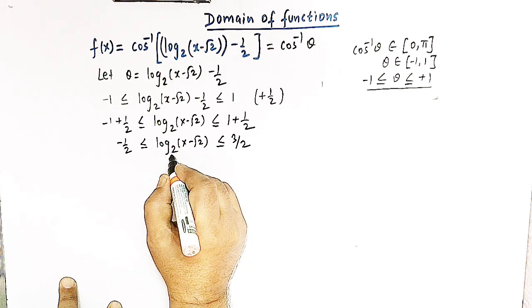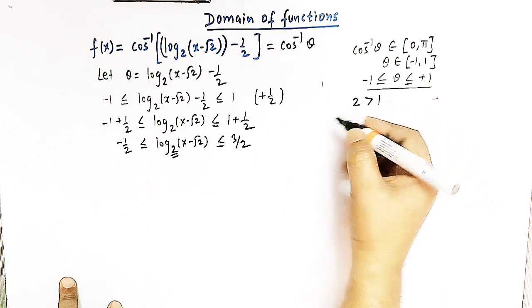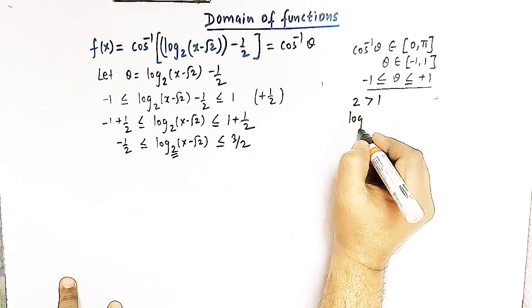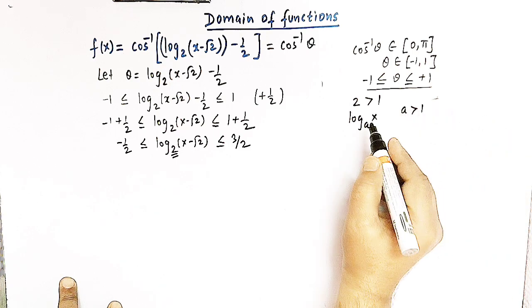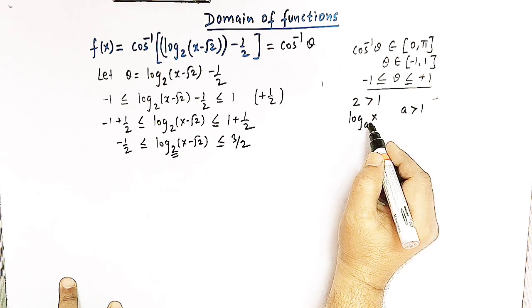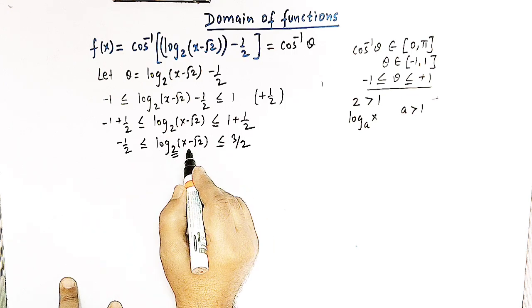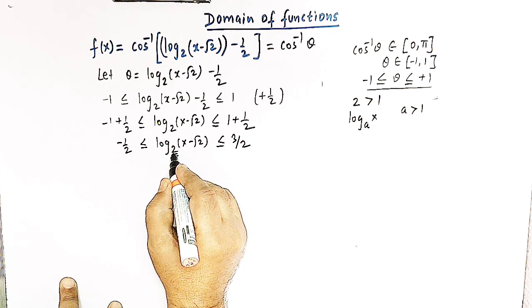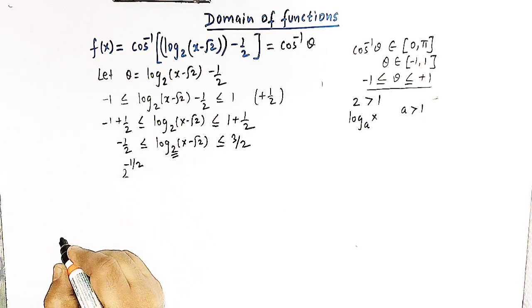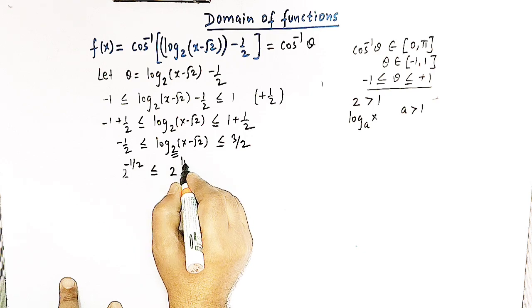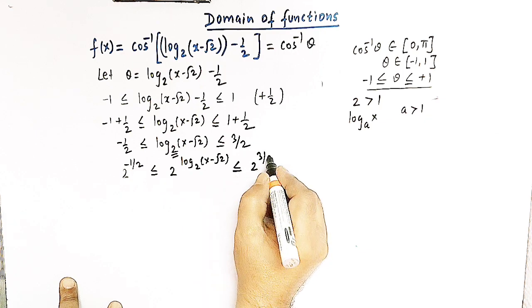So now to move further, here we have log function, that is log of x minus root 2 to the base 2, and here the base 2 is greater than 1, and we know from the theory of functions that the function log of say x to the base a, where this a is greater than 1, is an increasing function, right? So here what we will do, we'll get rid of this log function by raising these three quantities to the power of 2, right? So we have 2 raised to minus half, and here we have 2 raised to log of x minus root 2 to the base 2, and here we have 2 raised to 3 over 2.